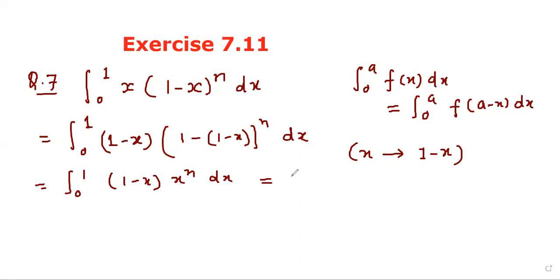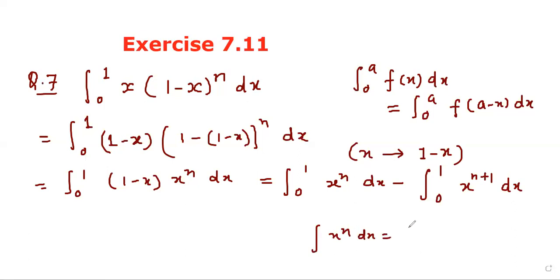Okay, so this becomes integral 0 to 1 x power n dx minus integral 0 to 1 x power n plus 1 dx. Now you can easily integrate by using the formula: integration of x power n dx equals x power n plus 1 upon n plus 1, and then put the limits.